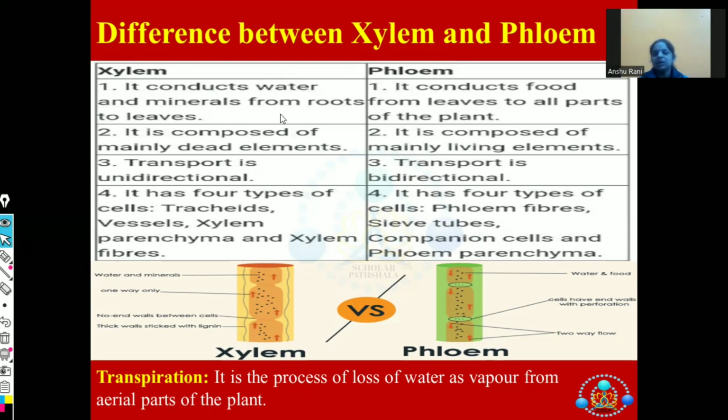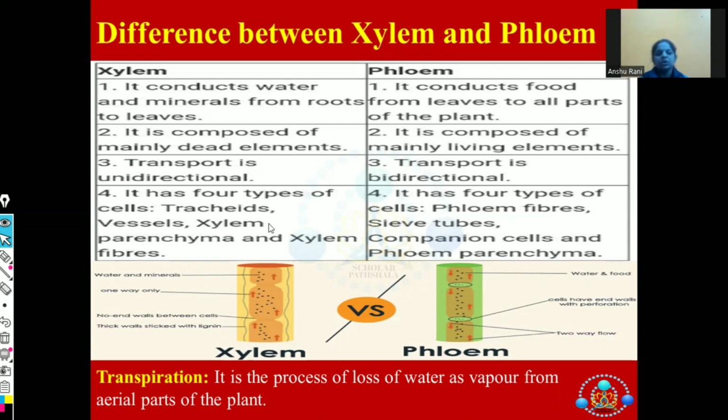Xylem brings minerals and water from the ground, so it works in one direction. It is unidirectional, from the ground to the upper part of the plant. Phloem is taking food to different parts of the plant. So it will move in both directions, up and down.